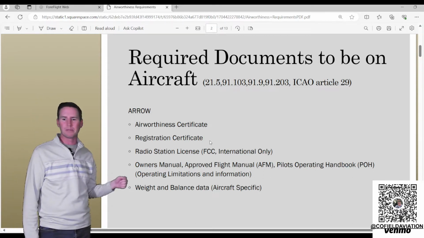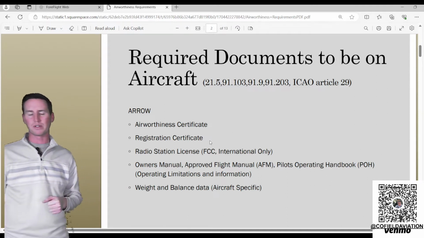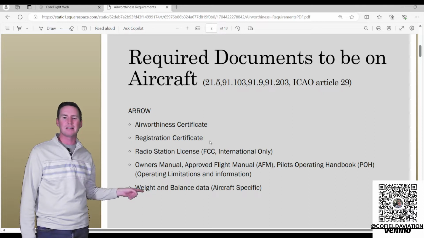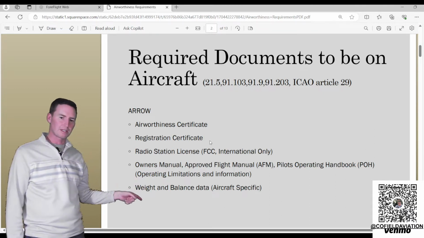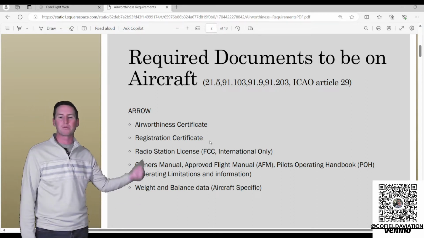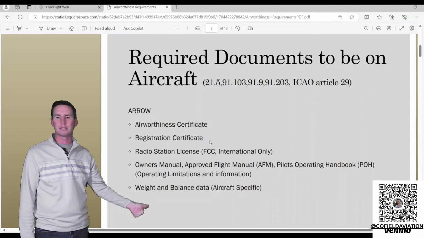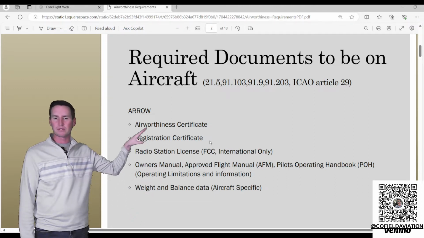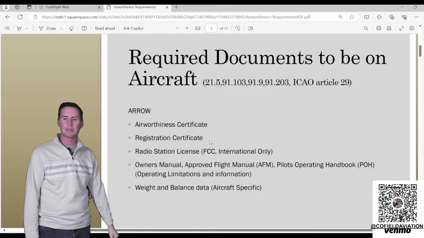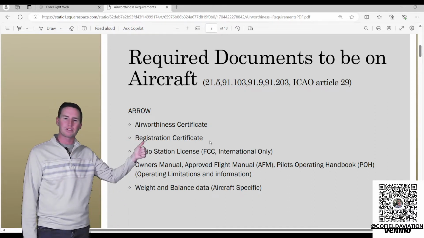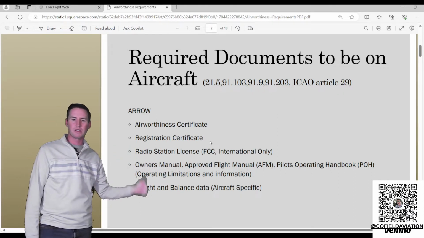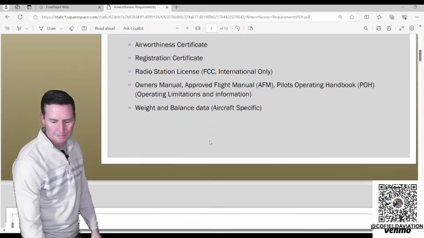It's basically the operating limitations and information for your aircraft. And then the weight and balance data. This weight and balance data is aircraft specific: the specific empty weight and moment of the aircraft. So we're going to break each one of these documents down. The biggest majority is going to be the airworthiness certificate, but we're going to break each one of these AERO documents down. All right, so airworthiness certificate, registration, owner's manual, AFM, POH, and weight and balance data.